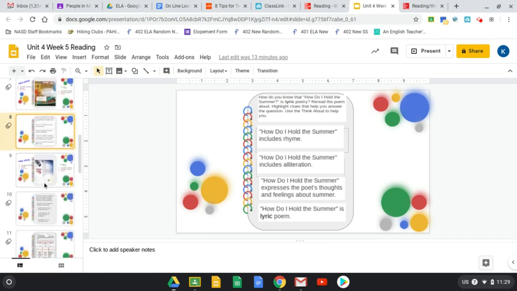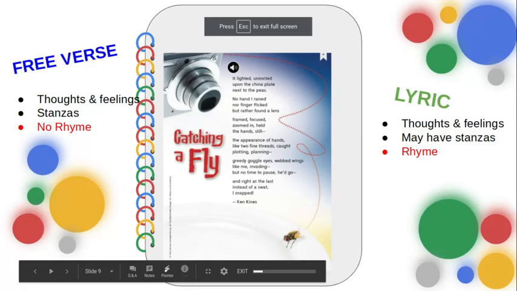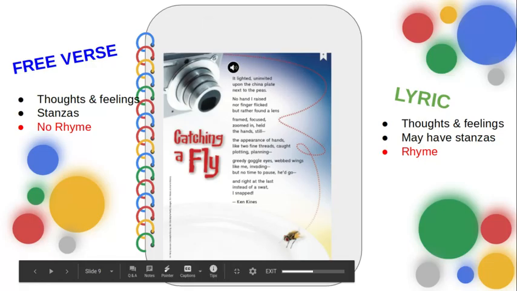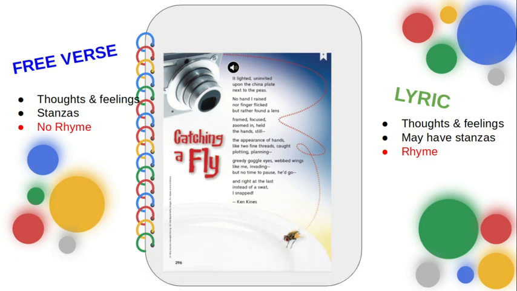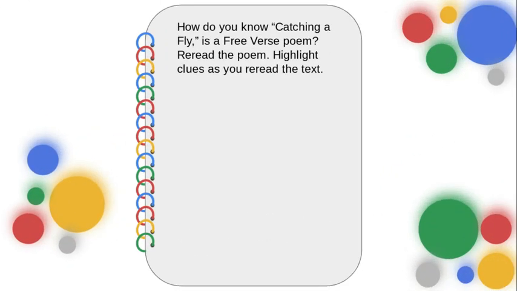So once again, when I think about what a free verse poem is versus a lyric poem, the big difference is that a lyric poem has rhyming words and a free verse does not. I see here that there are stanzas: stanza 1, stanza 2, stanza 3, stanza 4, stanza 5, and stanza 6. Let's see how we do. Catching a Fly is a free verse poem.